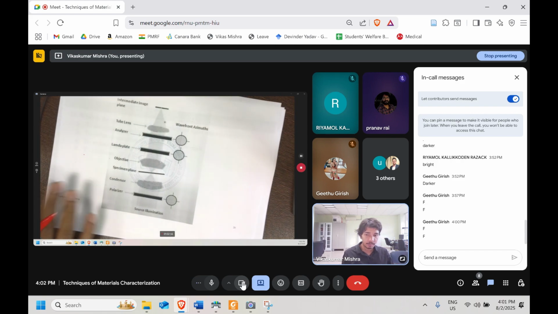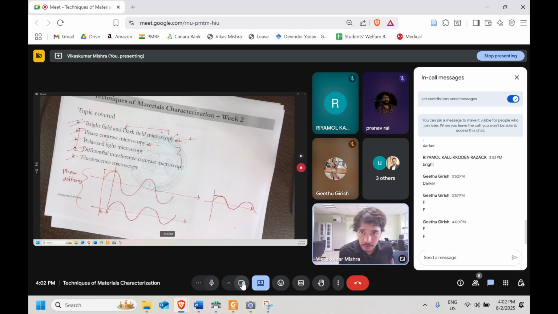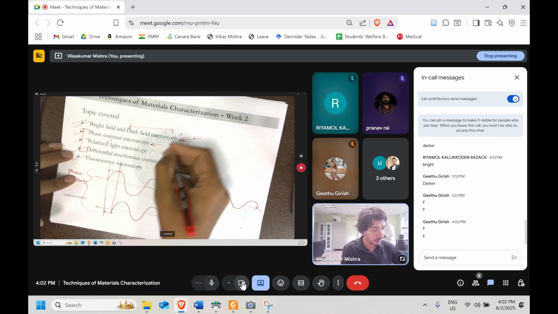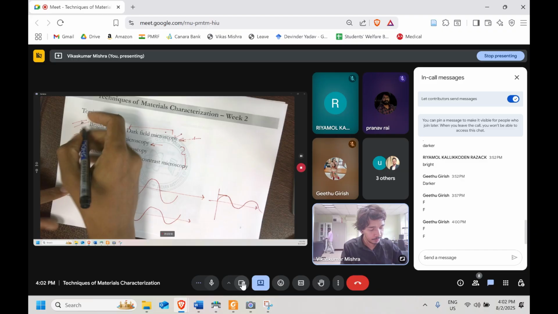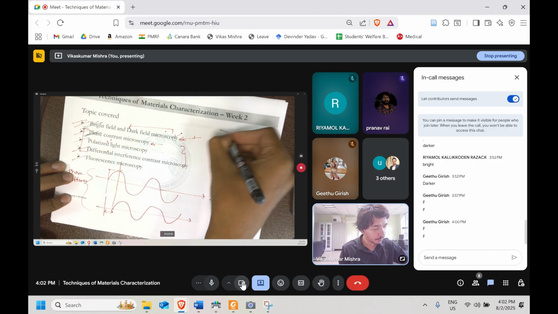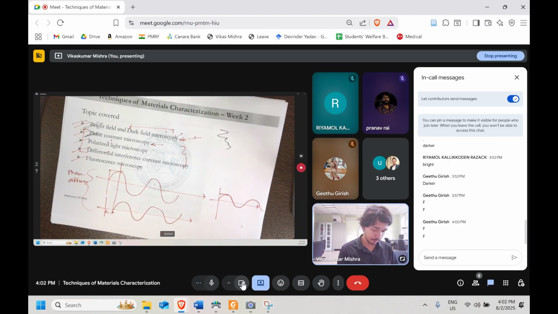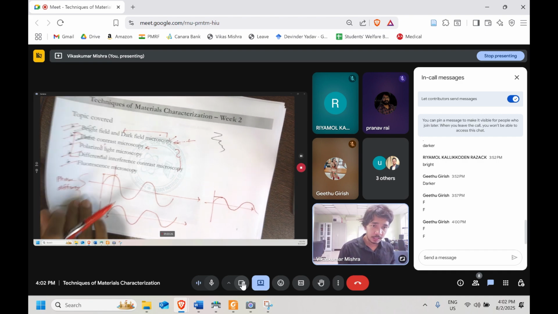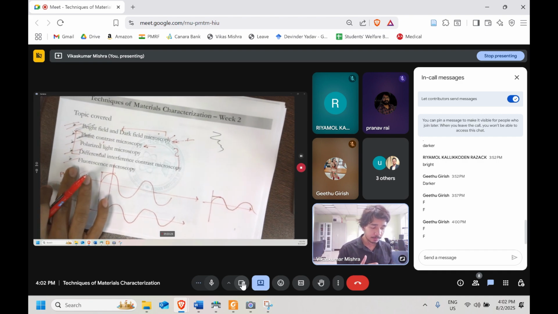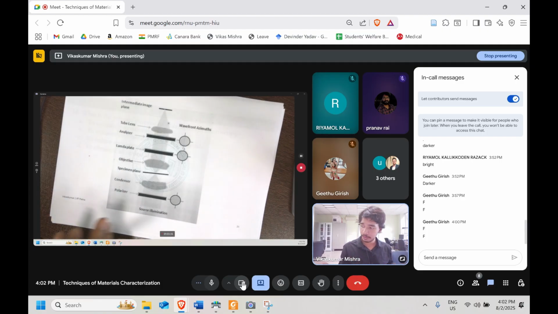Now let's move ahead. With that, our second section is over. So here we can say that we have discussed bright field and dark field microscopy, and we have discussed phase contrast microscopy. Now in the third part we have to discuss polarized light microscopy. The word itself is sufficient: we are going to polarize the light. Okay, we are going to use polarized light.